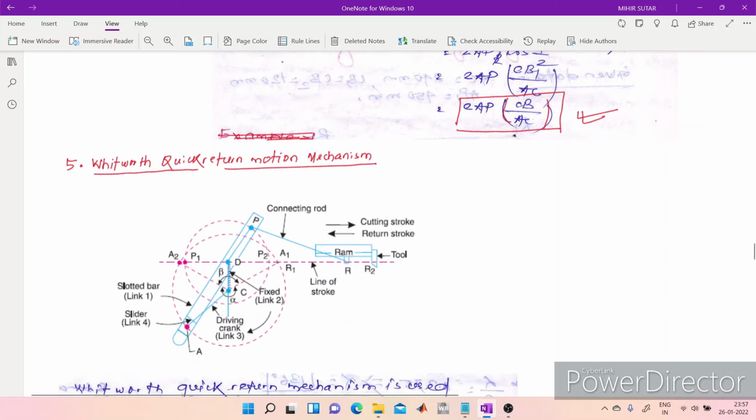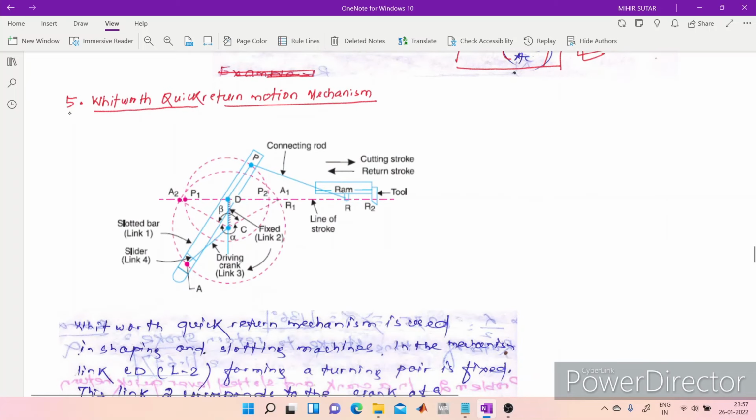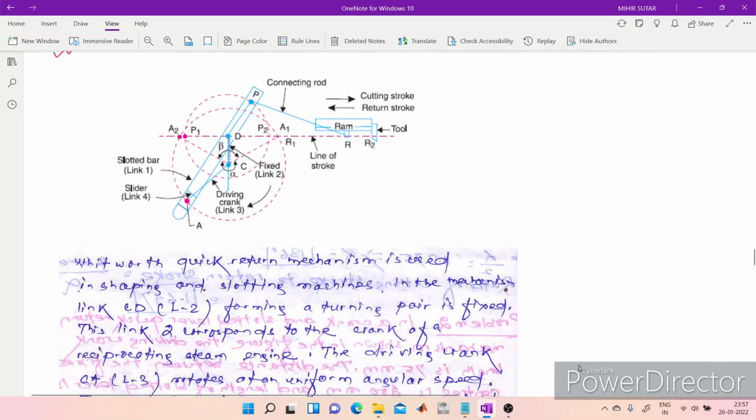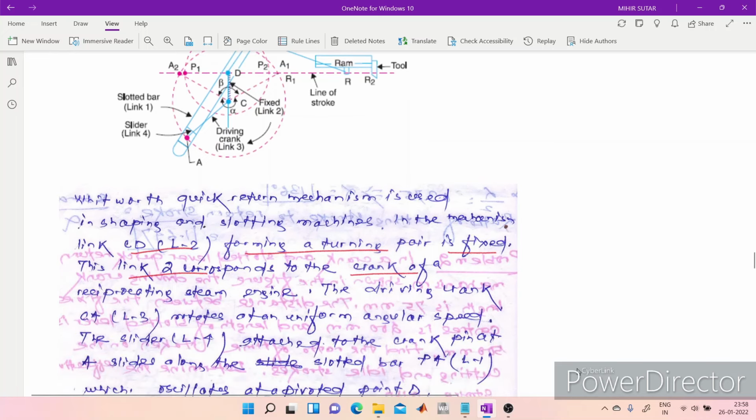Now coming to the fifth possible inversion, which is known as the quick return motion mechanism. This is also used in shaping and slotting machines. In the mechanism, the link CD, which is link 2, forming a turning pair, is fixed here, and link 2 corresponds to the crank. Earlier we fixed the connecting rod, here we are fixing the crank.